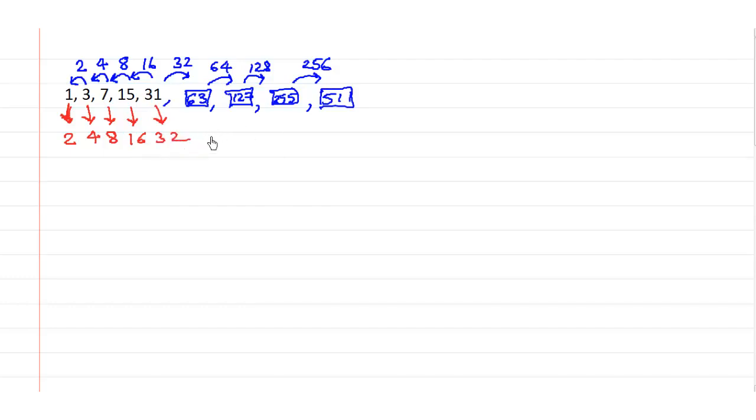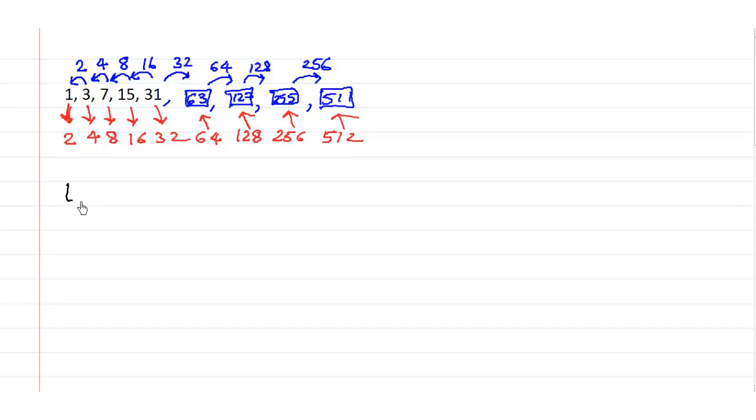So the next number should be 64 minus 1, which is 63. The double of 64 is 128, minus 1 is 127. The next number should be double of 128, which is 256, minus 1, which is 255. And then 512 minus 1, which is 511. So we can write it in any way that we like.